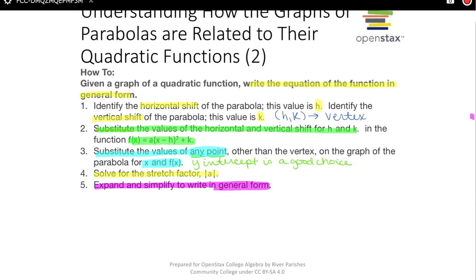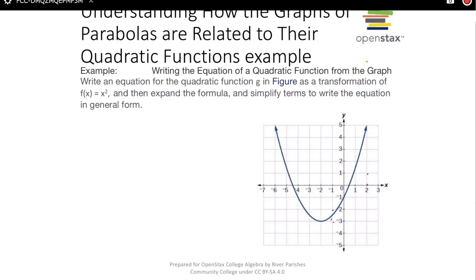Okay, so let's look at an example. This example says to write the equation of a quadratic function from the graph. Write an equation for the quadratic function g in the figure as a transformation of f of x equals x squared. And then expand the formula and simplify terms to write the equation in general form.